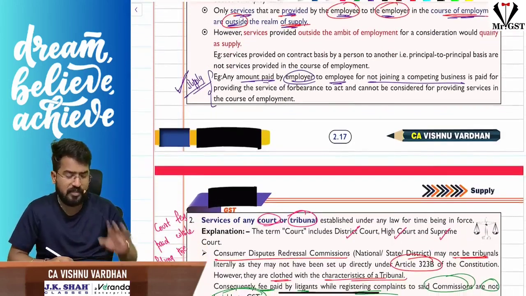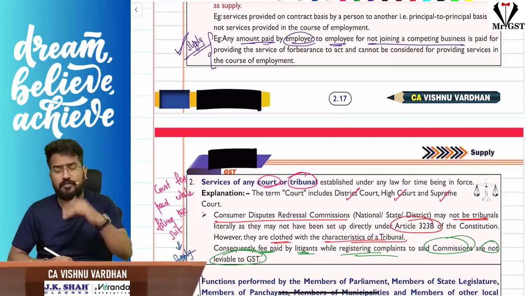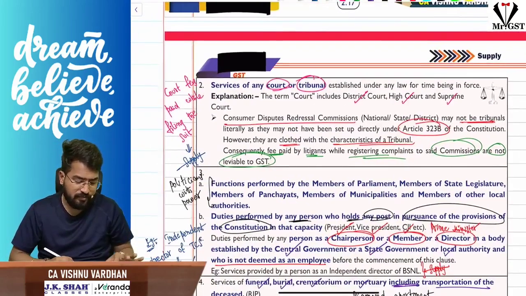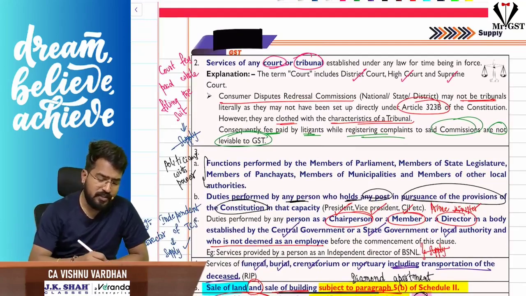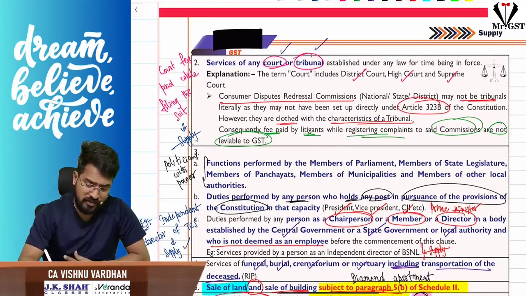So this is regarding the first entry in schedule 3, neither SOG nor SOS, that is neither supply of goods nor supply of services. Next, the second one, services provided by courts or tribunals, that is the court fees whatever you pay when you go for filing an appeal, that is neither supply of goods nor supply of services.